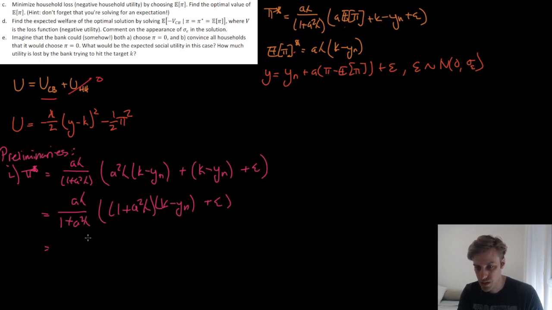And that will give us, now we'll just multiply this in, this and this will cancel. So we'll get a lambda k minus yn plus a lambda over 1 plus a squared lambda epsilon. This should be a minus. I made a mistake.